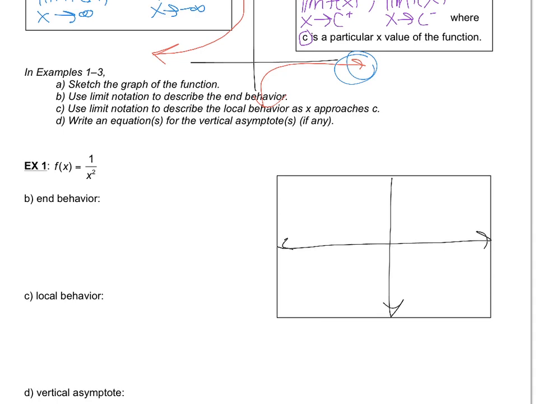Okay, so as you sketch it, here's my axes, and you should see, hopefully on your own, that the graph of this function looks like this. So there's a sketch of our graph.